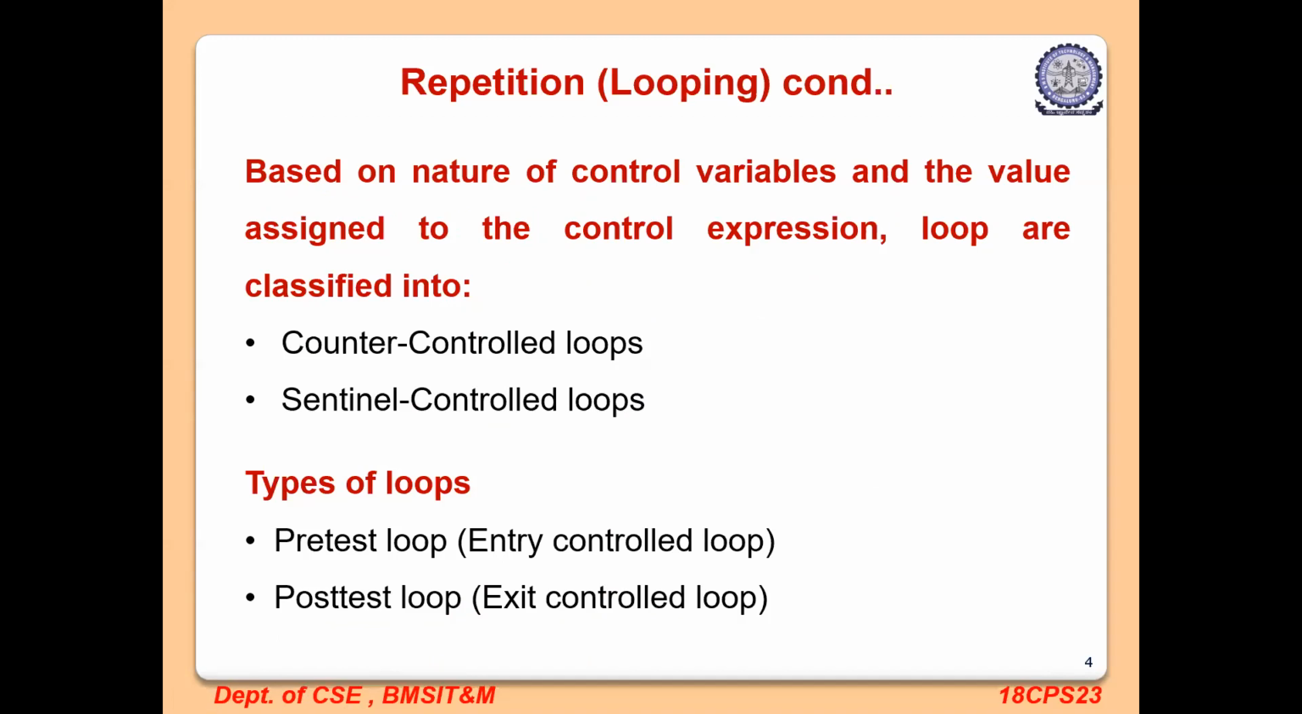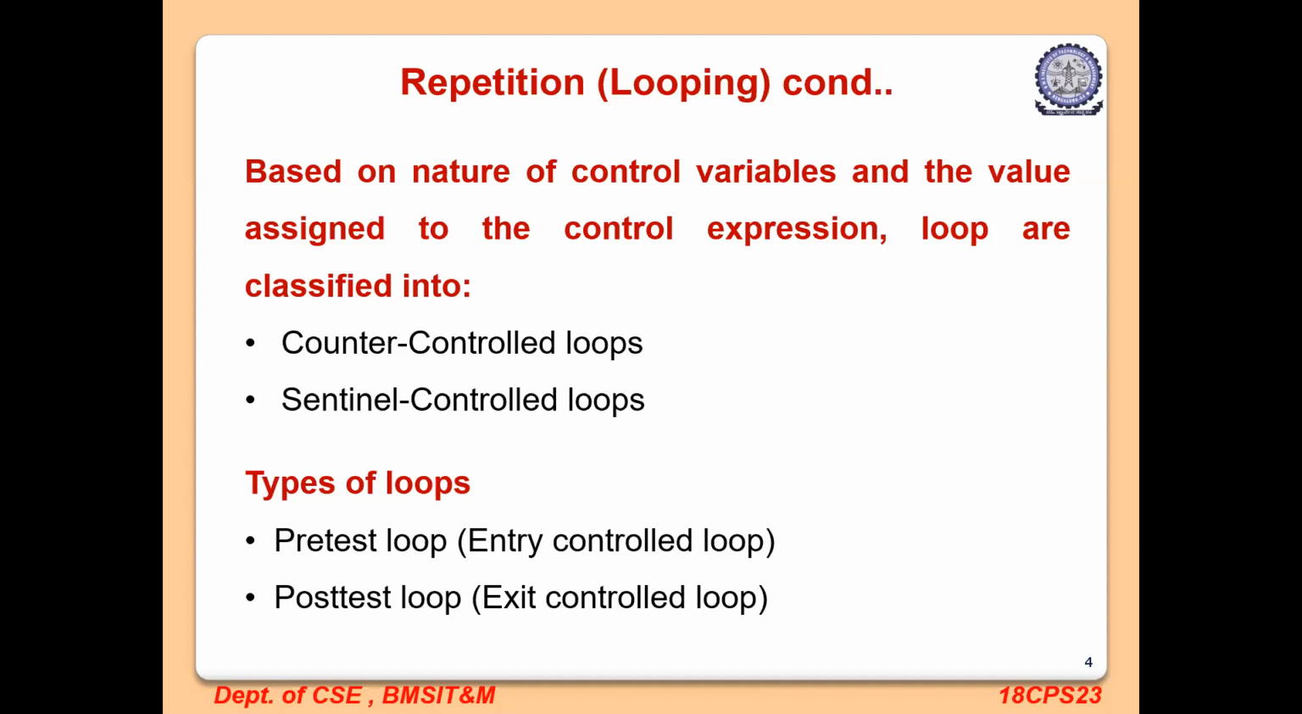Based on the nature of the control variable and the kind of values assigned to it for testing the control expression, loops may be classified into 2 general categories. The first one is called counter controlled loops. The second one is called sentinel controlled loops.